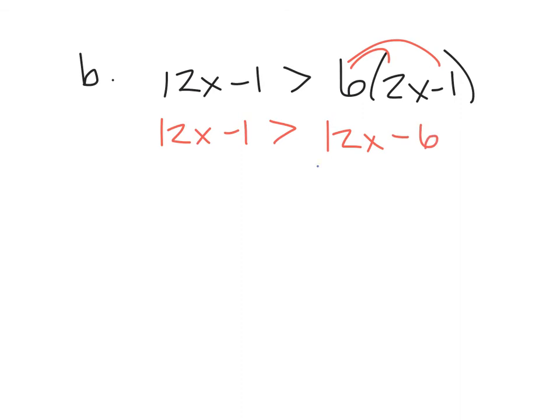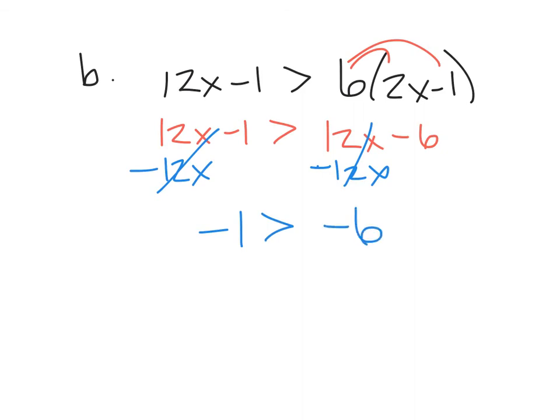All right, so here I'm going to move my 12x to the same side. You'll see that they cancel. I'm left with negative 1 is greater than negative 6. So I got rid of my variable, so I have to see, is this statement true or false? Well, is negative 1 greater than negative 6?